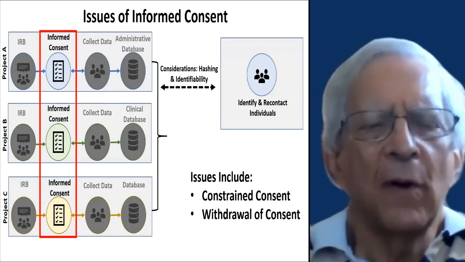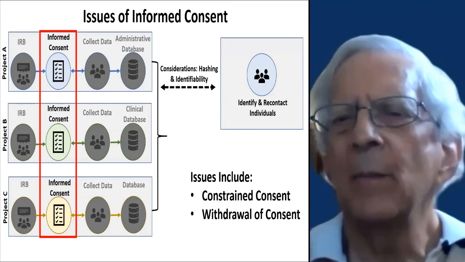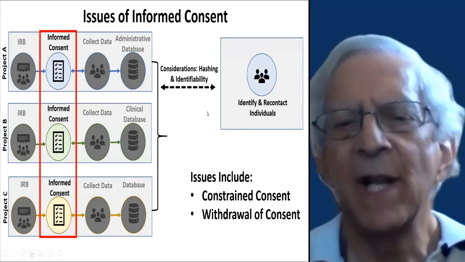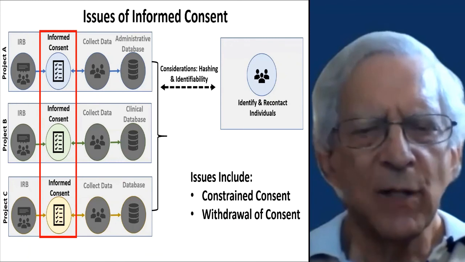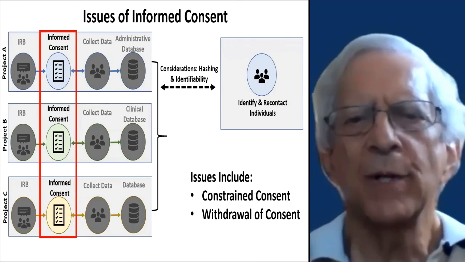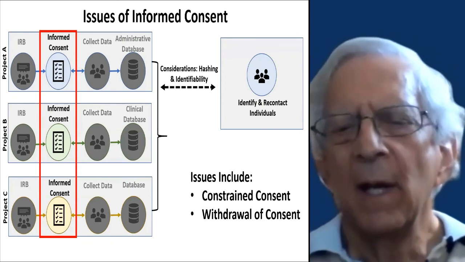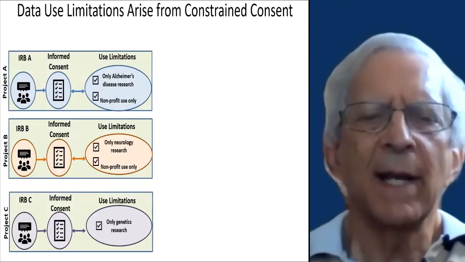So if we focus first on informed consent, it sounds like it ought to be a straightforward area, but I'm sure those of you who've had experience recognize that this is not the case. The issues include those of constrained consents, which may differ in different individuals and in different studies, among which attempts are being made to harmonize and co-compute. Issues include the constraint of consent and then withdrawal of consent.